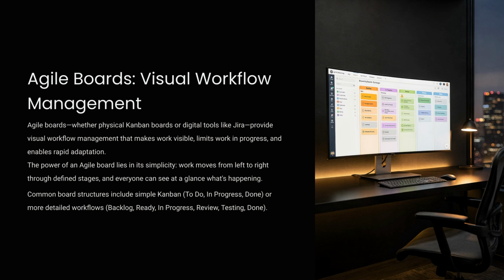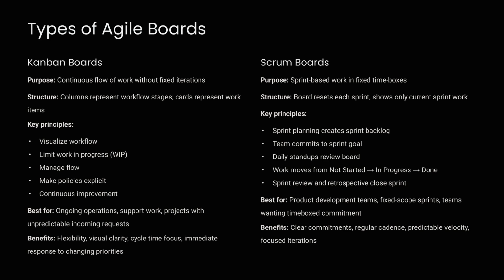Agile boards like Kanban or Scrum boards provide visual workflow management. They make work visible, limit work in progress, and enable rapid adaptation by showing work moving left to right through defined stages. Kanban boards focus on continuous flow and limit work in progress, best for ongoing operations. Scrum boards manage sprint-based work in fixed time boxes, best for product development with clear commitments.